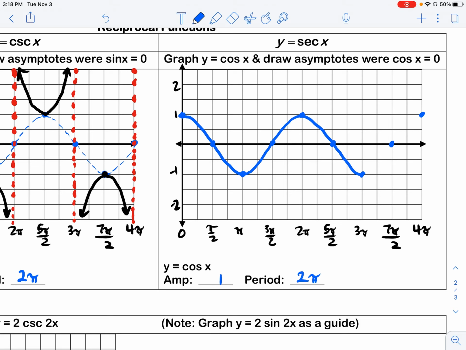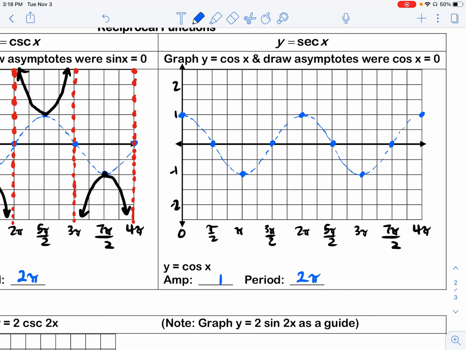Oh, you know what? I want this to be dotted, and this probably is a good lesson. We want this to be dotted because if you draw it as a solid line, then what you're saying is that's where the function is defined, which is not the case. Again, we're just doing this so that we have a guide as to what secant actually looks like.